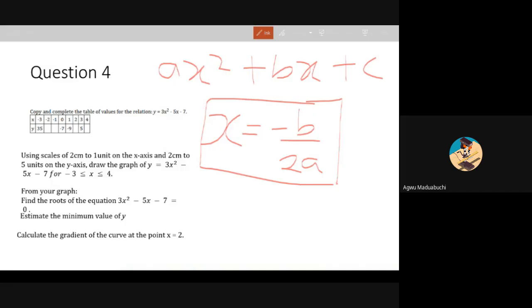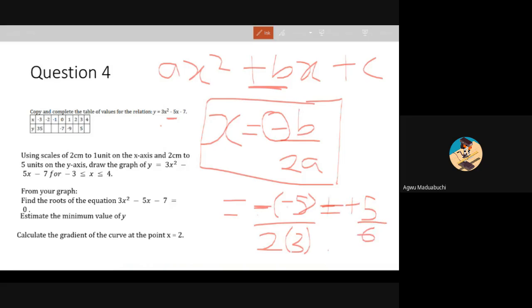So how did we substitute it? This is minus, my b value is the coefficient of x. Here the coefficient of x is -5. But remember in the formula there is a minus already. Then over 2, your a is the coefficient of x squared, which is 3. Minus times minus gives you positive 5/6, which gives you 0.83. Is this clear now? Yes, it is.